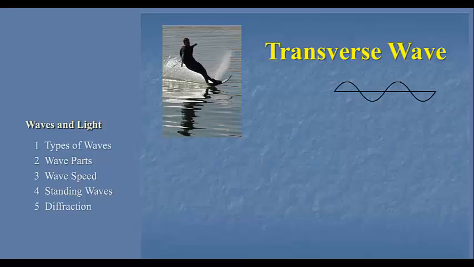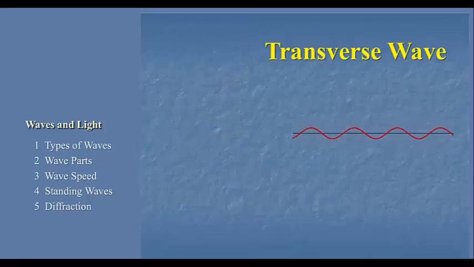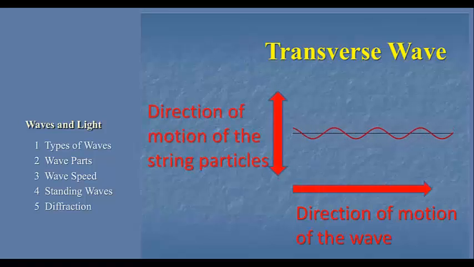To illustrate, let's consider a wave generated by wiggling a horizontal string up and down. In this representation, the black line represents the string at rest. The red line represents what happens when I wiggle the string up and down. Note that the particles of the string simply move up and down, but the wave itself moves from the left to the right.